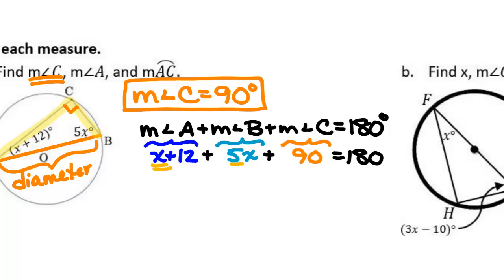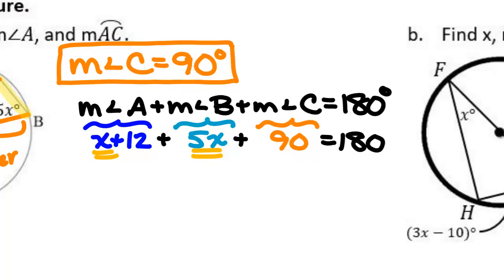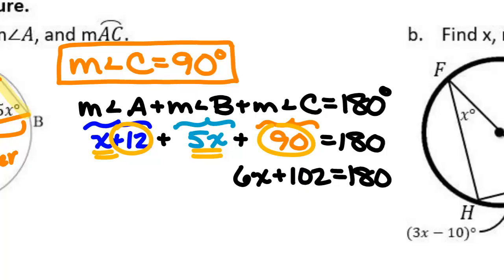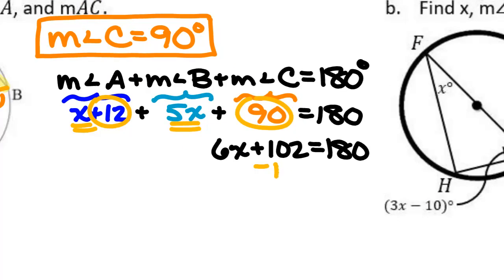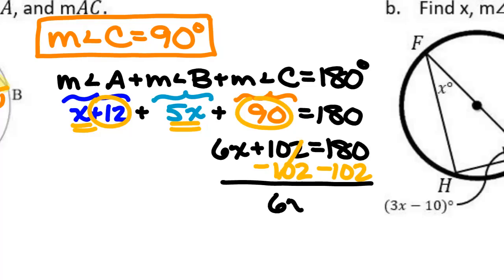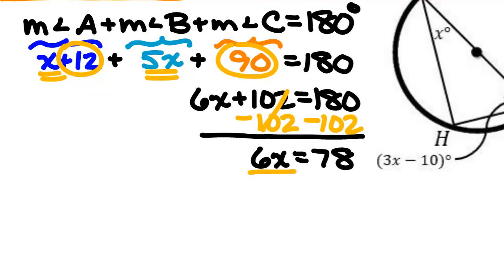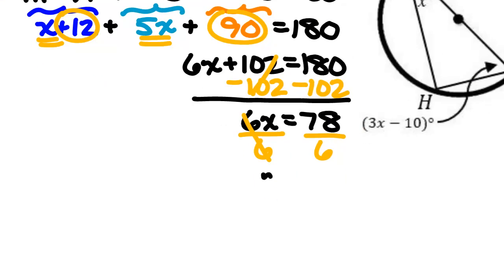So now we combine the x's, x and 5x to get 6x, 90 and 12 to get 102. So 6x plus 102 equals 180. Then I subtract 102 from both sides. I get 6x equals 78. And then I divide both sides by 6, and what do we get for x? 13.